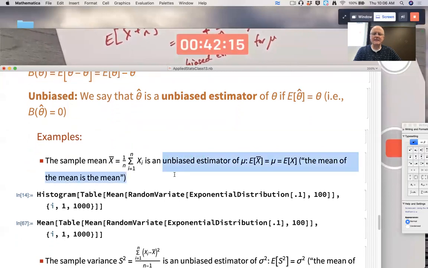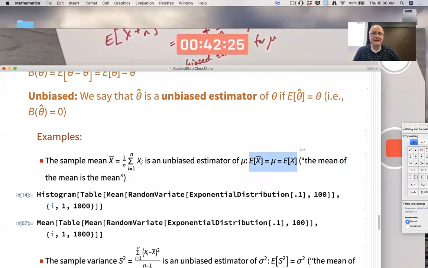As I've already said, the sample mean is an unbiased estimator for mu. The mean of the mean is the mean, and I mean it. Right? Expected value is a theoretical mean. X bar is also an expectation of a random variable. X bar is a statistic, a mean. Mu is the population mean.